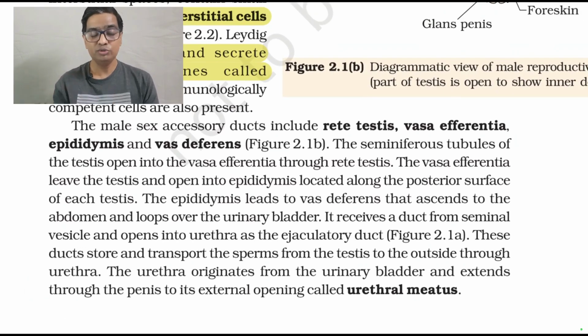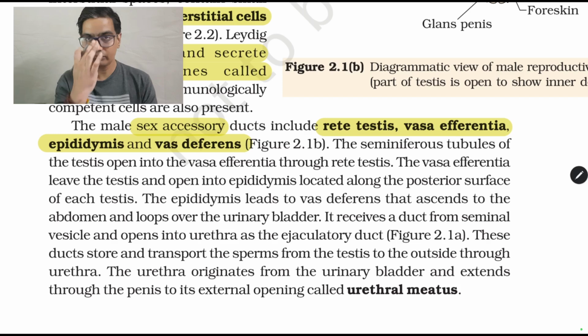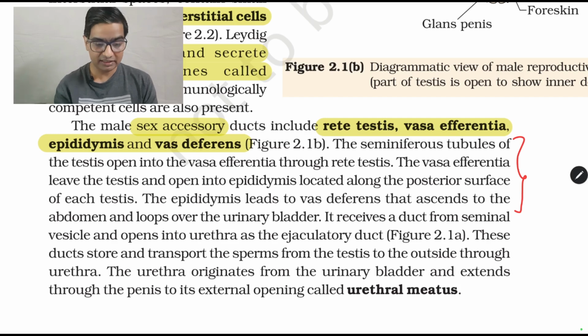Now, once the seminiferous tubule ends, everything else is accessory, that just helps, like the rete testis, the vasa efferentia, the epididymis, the vas deferens. So, the seminiferous tubule will open into the rete testis, the rete testis will go into the vasa efferentia, which will lead to the head, body and tail of the epididymis. This entire paragraph here just explains this process. The epididymis then leads to the vas deferens.